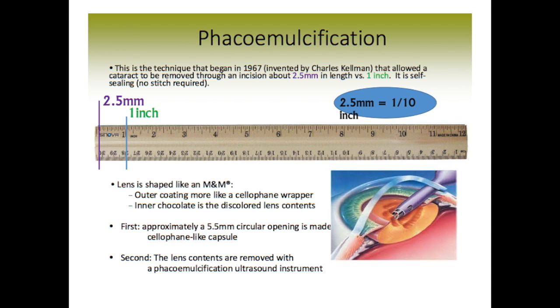So that's when everything began, because with this technique, we were now able to use a 2.5 millimeter incision compared to that 1-inch incision, which was a huge step forward in the recovery and many aspects of the procedure. At that time, with that technique, early on, there were problems as Charlie worked through the problems, and early adopters of the surgery worked through those problems.